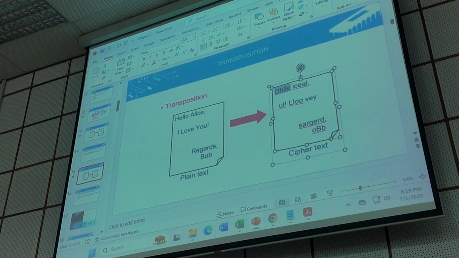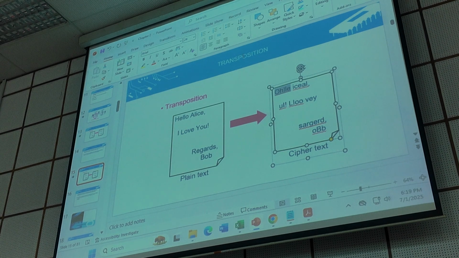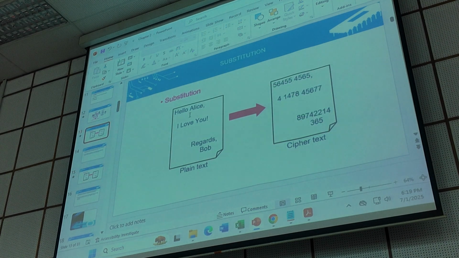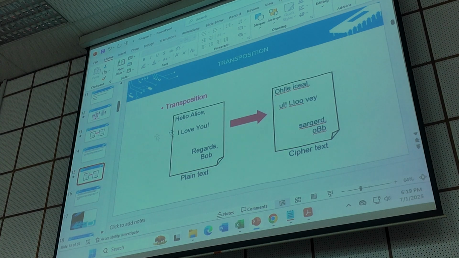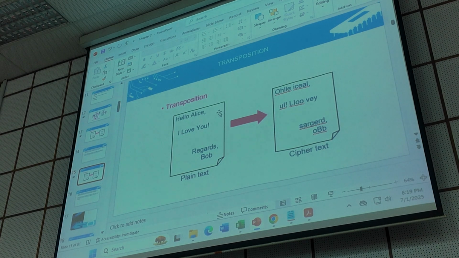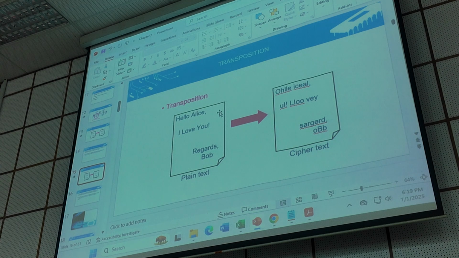So if the question asks you to illustrate, what does it mean to illustrate? You can draw it out and explain it. You can draw out a diagram, something like this. You can write down the message and then substitute the words using numbers. And for transposition, you just rearrange the words. Okay? So during the midterm or final, if they ask you to illustrate, you need to draw it out and explain it.